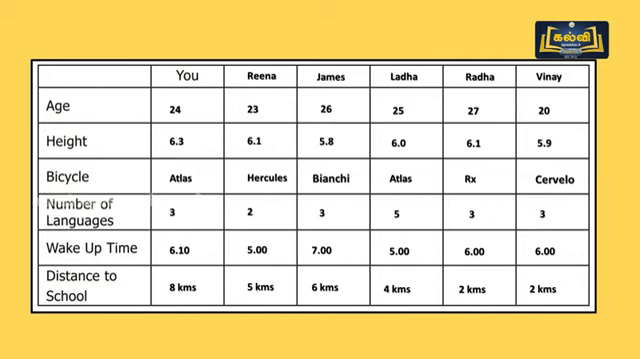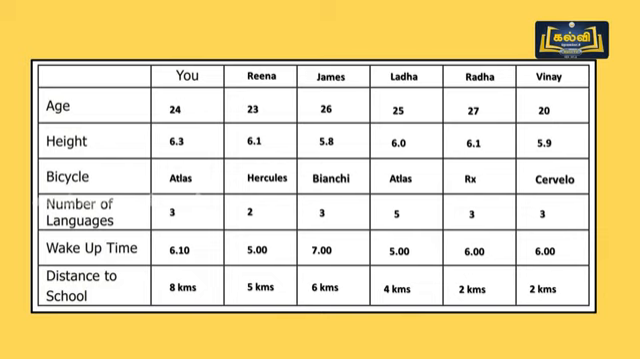The next columns are all regarding your friends. It may be according to your friends' name list. So, you will fill in their height, their age, cycle brand name, number of languages they know, the time they wake up early in the morning, and the distance from their house to school. This is a worksheet, a complete project.